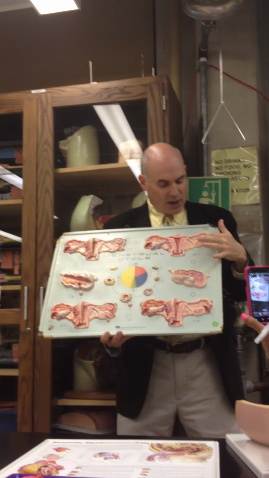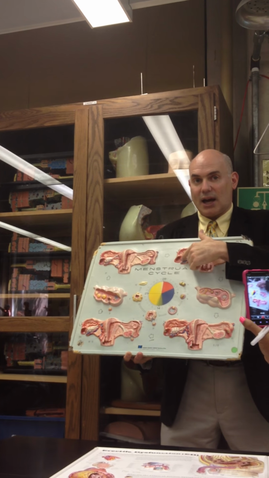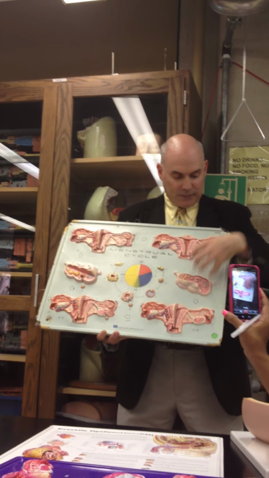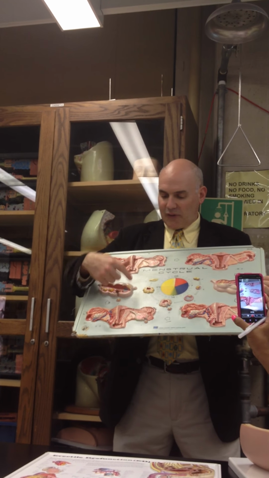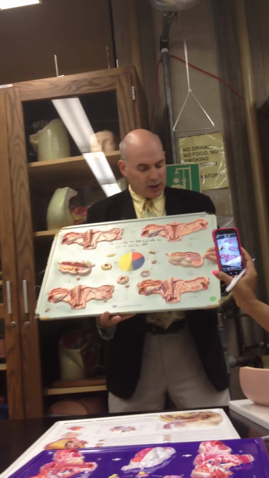And then here's an ovary cut open. Here's an ovary that's not cut open. These are super enlarged versions of the ovary, showing you the different stages of the menstrual cycle, of ovulation, which is also here in the center. We'll get to that shortly.